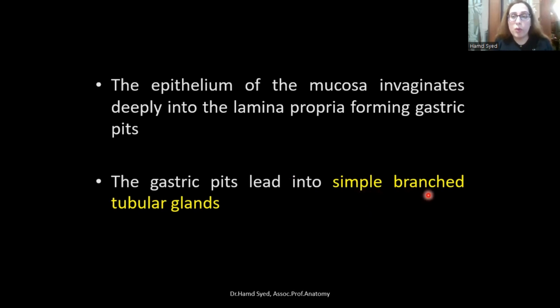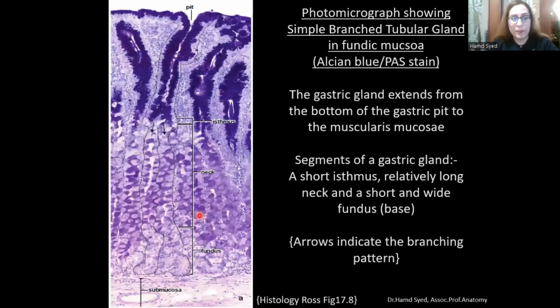Now if you recall from my lecture on the different types of glandular epithelium, and when we talked about the classification of the glands, when we use the word simple, then what we mean is that the conducting portion of the gland, or the duct of the gland, is single and unbranched. But when we use the words branched tubular glands, then we are talking about the secretory portion of the gland. The secretory portion of the gland is branched and it is in the form of tubes. So that is why these are known as the simple branched tubular glands.